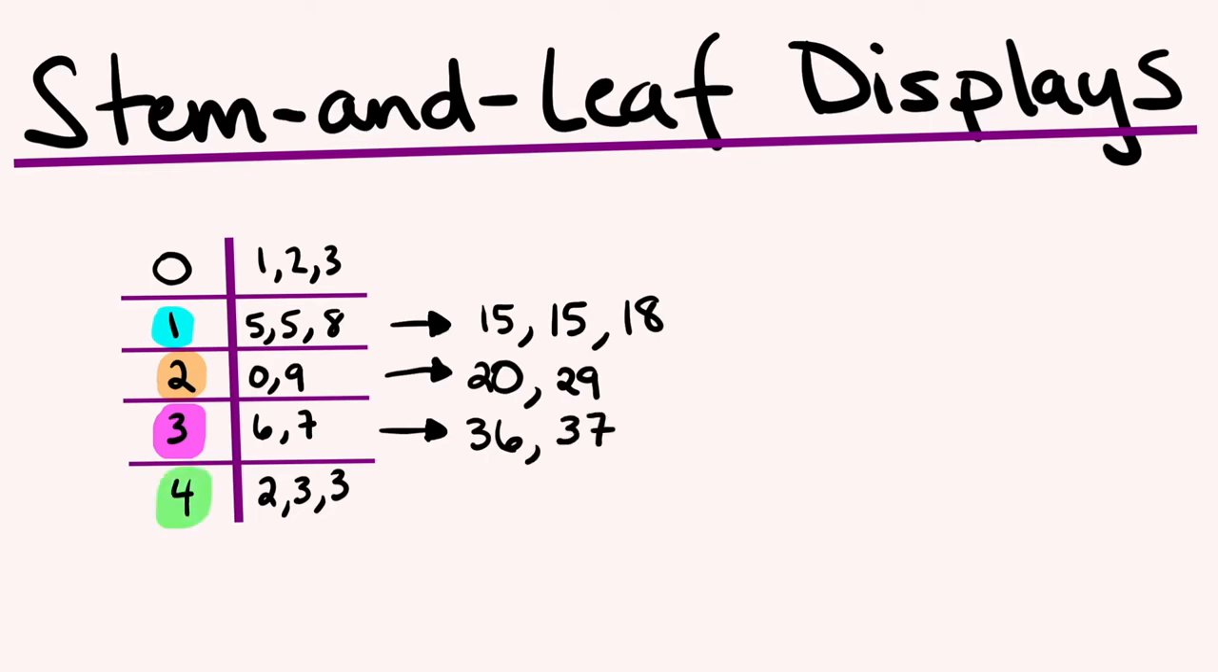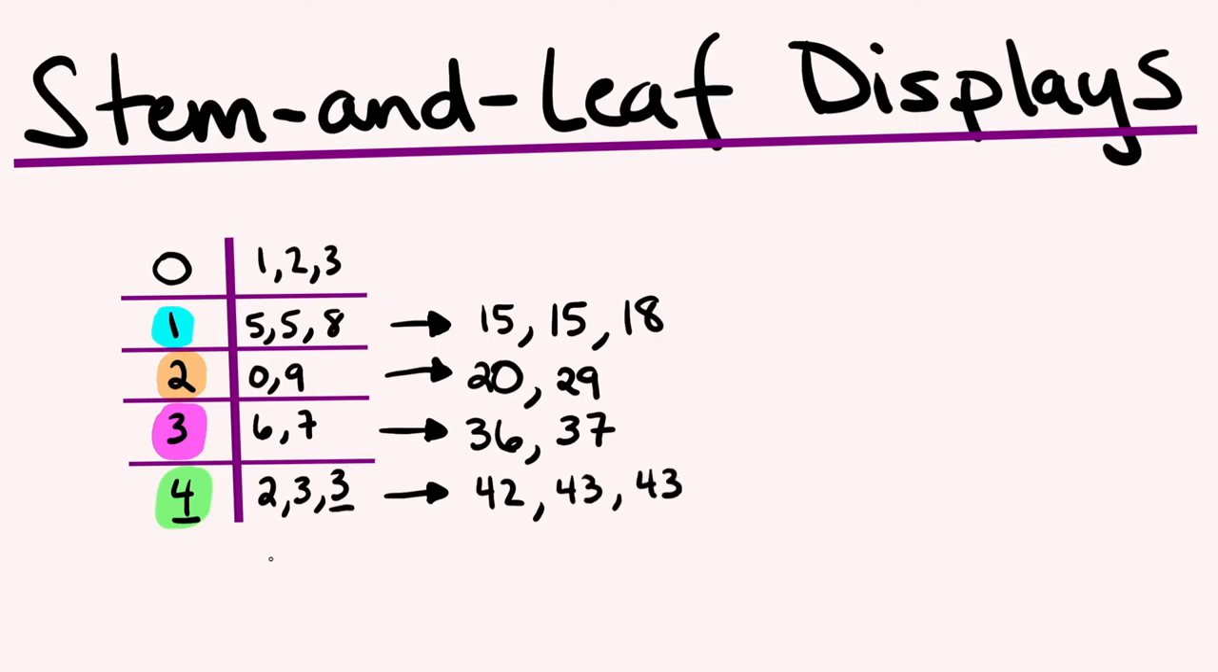Next, we have the row starting with a 4. It's telling us that we have the data points 42, 43, and 43 again. Now, you might be wondering, what about the top row?